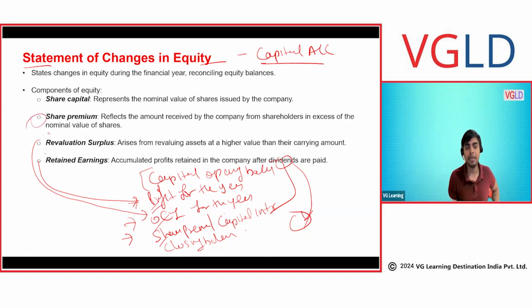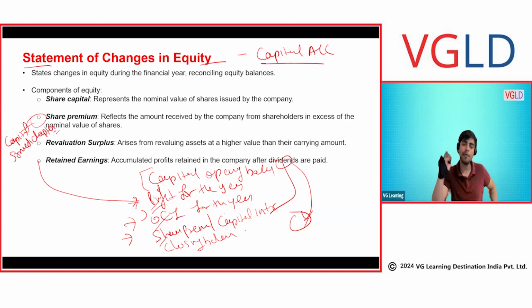What this share premium is, revaluation, I hope I have explained. Share premium is something we will learn in your capital structure chapter. I think this would be too much to introduce so many things in one single day. Okay, so statement of changes in equity, how does it look?